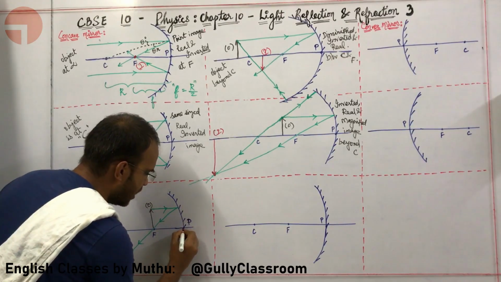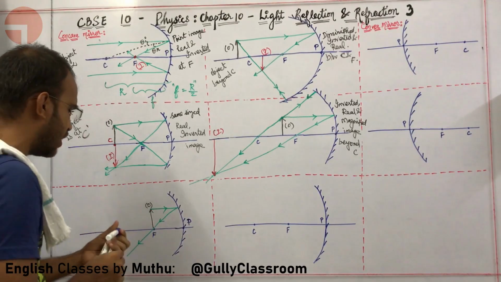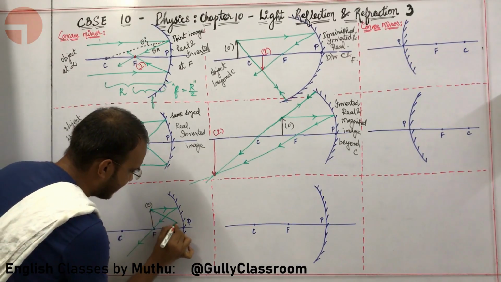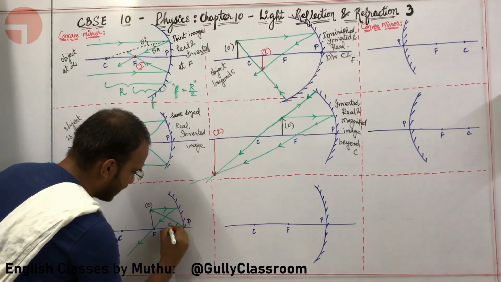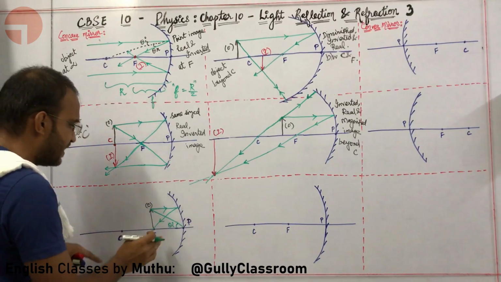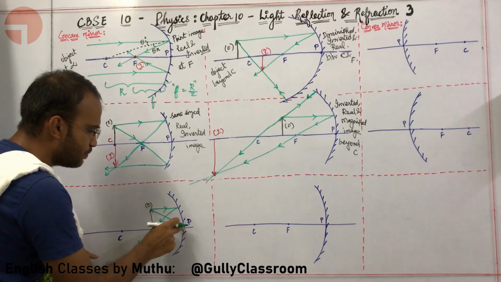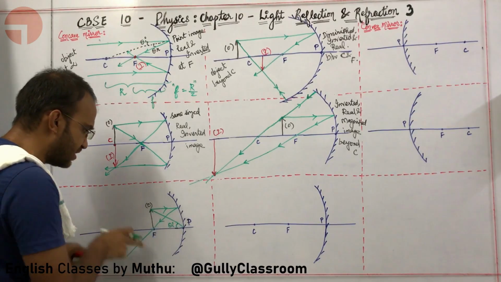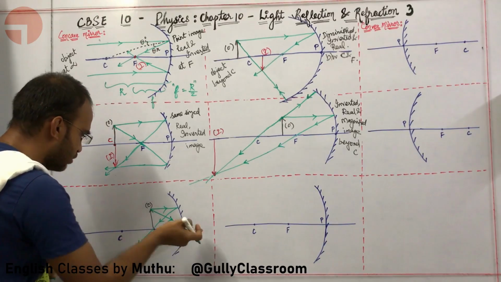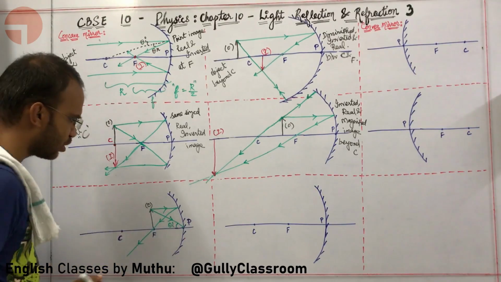P means pole. The center of the spherical mirror is in fact called the pole. Now, I am going to put another light ray right at the pole. This is the angle of incidence. When you are using the pole as the point of reflection for a light ray, which becomes your normal? The principal axis becomes your normal.